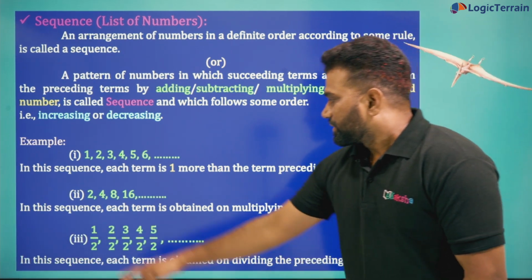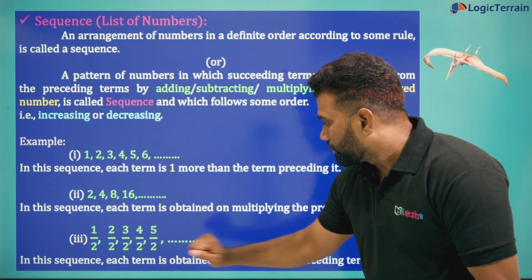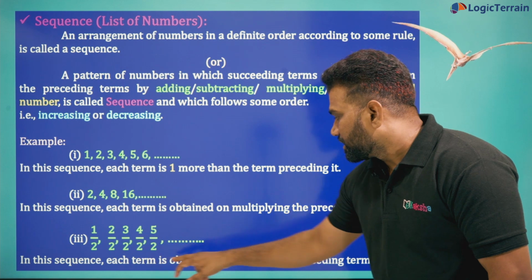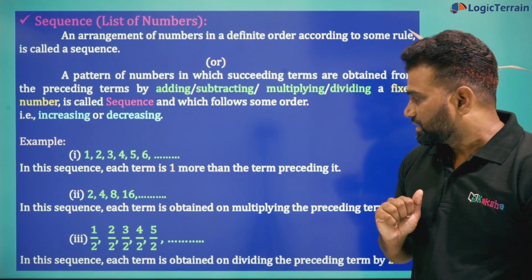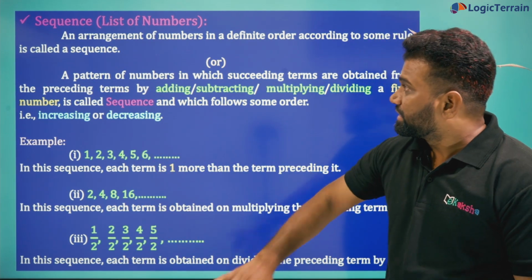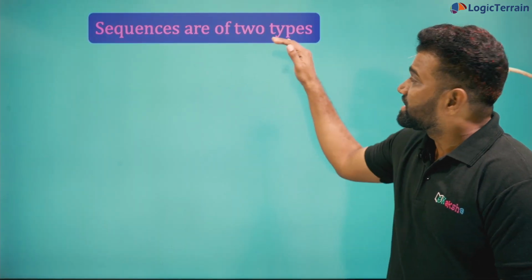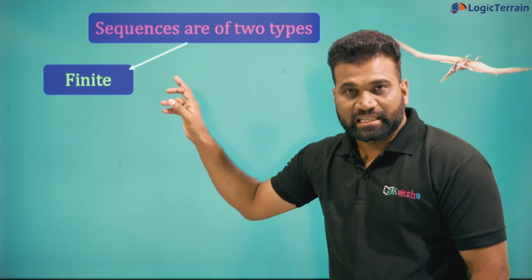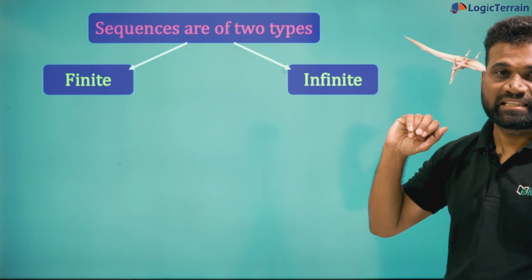Next example, 1/2, 2/2, 3/2, 4/2, 5/2 and so on. In this sequence, each term is obtained on dividing the preceding term by 2. Clear? So here we can see 3 different scenarios, right? So these are all examples of sequences. Now, sequences are of 2 types. What are they? Finite sequences and infinite sequences.